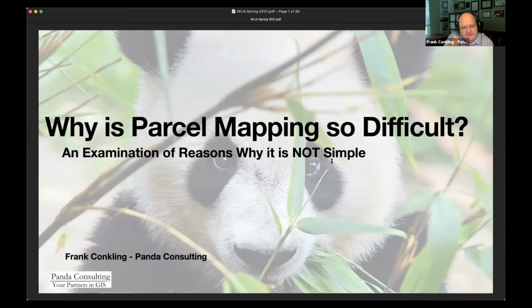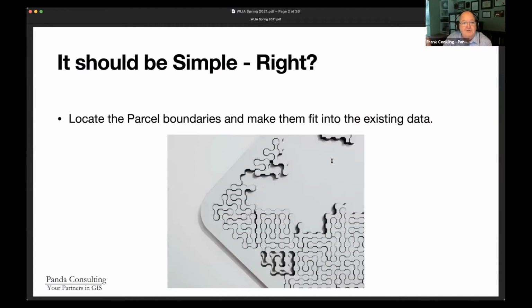And the similarities seem to be that people go into parcel mapping with this thought process that, oh, parcels are pretty simple, right? Really, because all they are is polygons. And all you have to do is locate the parcel boundaries and make them fit into the existing data. Well, those of us that are very familiar with all the intricacies of parcel mapping realize that there's a lot of misunderstanding in there, that maybe you don't understand all the complexity or all the depth of what parcel mapping really takes into account.